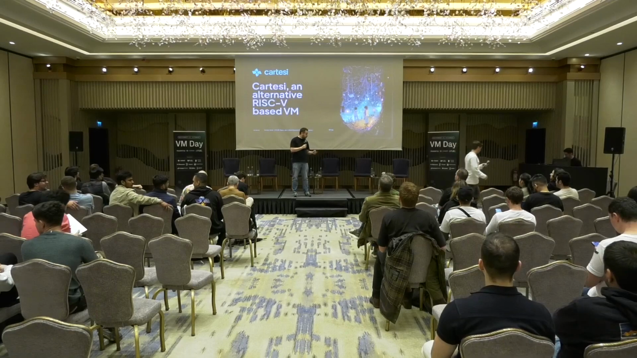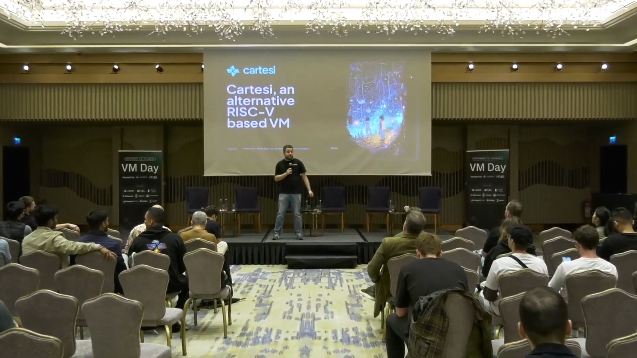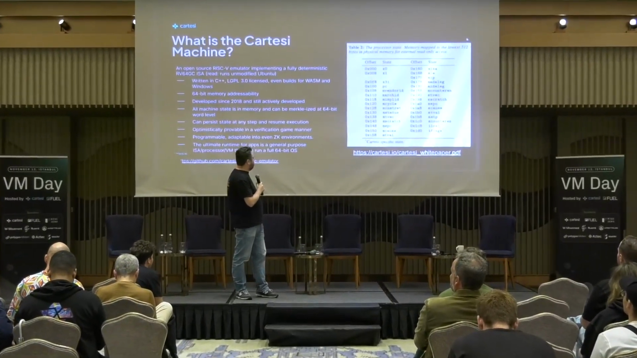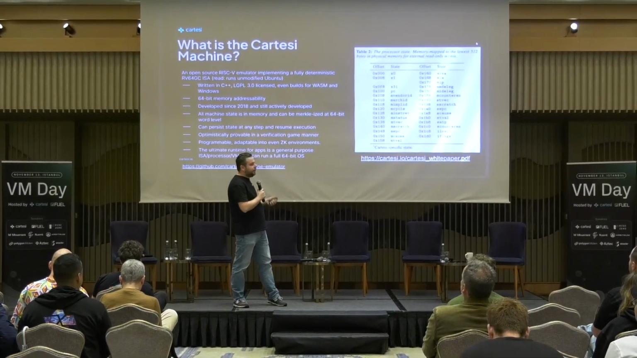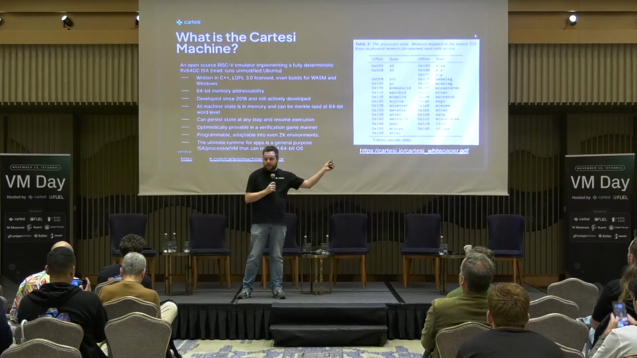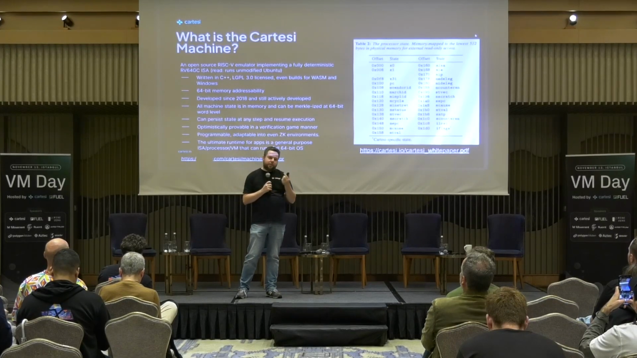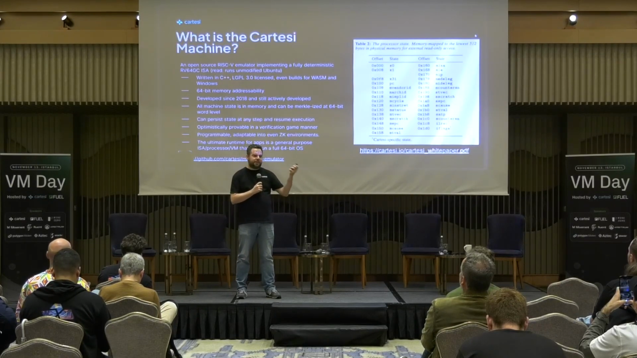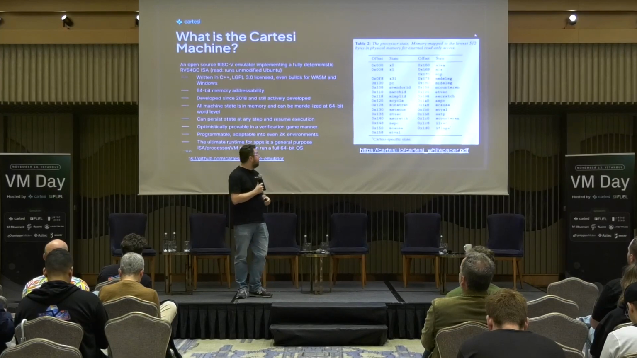Yeah, so I'm here to talk about Cartesi, which is an alternative RISC-V based virtual machine. And just to keep it very short, the Cartesi machine is a RISC-V emulator. It runs completely deterministically. If you start out in the same starting state, you'll end up in the same ending state. It's what we call general purpose, as in it implements the full RISC-V 64-bit GC, which means basically you can run Ubuntu inside it if you want to.